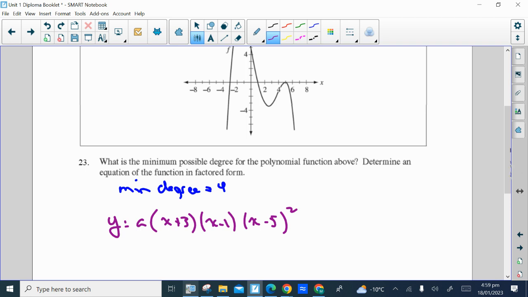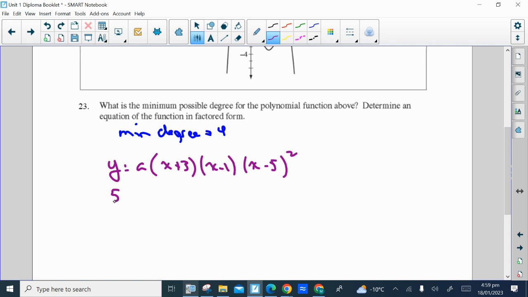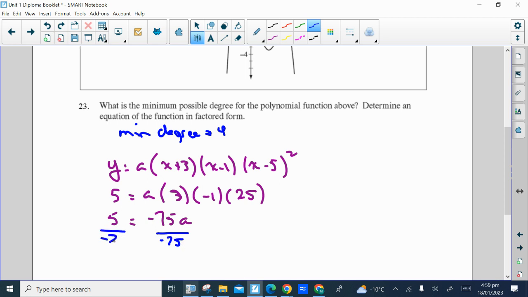To find out what a is, we have to use some other point on the graph. And we have our y-intercept right there. The y-intercept is at the point 0, 5. So we can sub that into the equation that we've written down and then solve for a. Y is 5 when x is 0. 0 minus 5 is negative 5. All squared is positive 25. So 5 will equal negative 75a. And then we'll find a by dividing both sides by negative 75, which is negative 1/15.